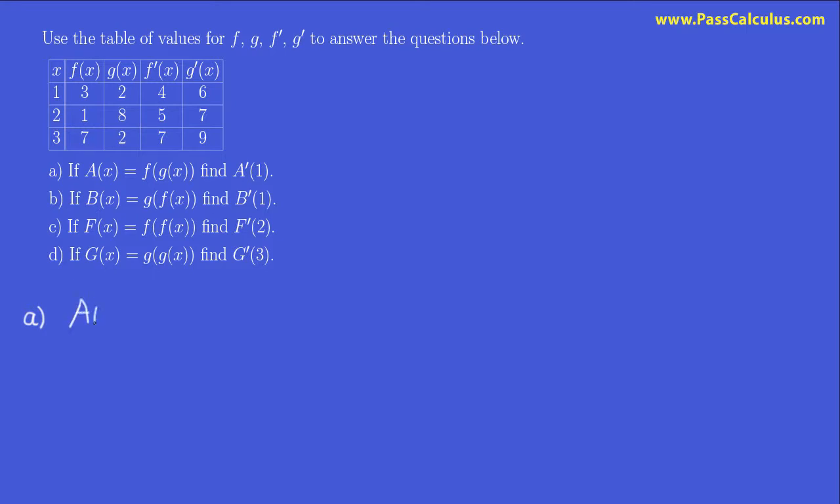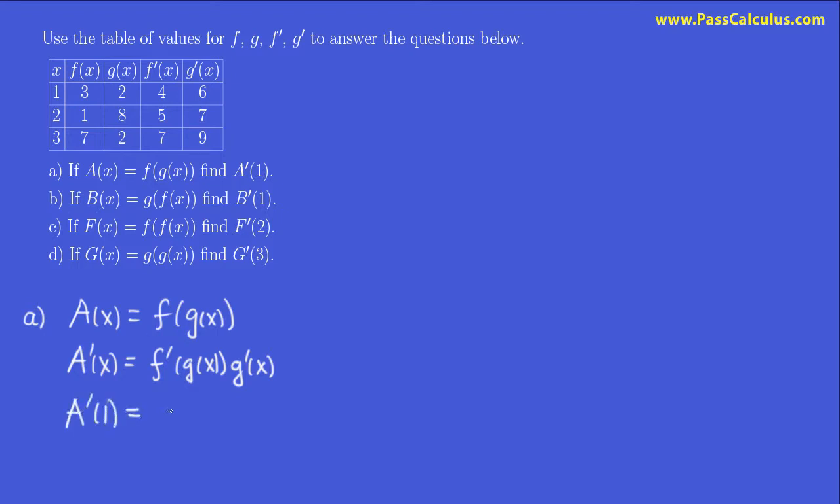I'll just recopy the definition of A of x. A of x is f composed with g. So that means that the derivative of A, by the chain rule, this is just the basic formula, is f prime of g of x multiplied by g prime of x. Now that's true for any value of x. We want to know the value of A prime of 1, so all we're going to do is replace x by 1 in there. So A prime of 1 would be f prime at g of 1 multiplied by g prime of 1. And to figure out what these numbers are, we just look at the table.